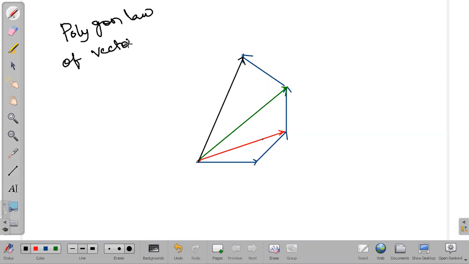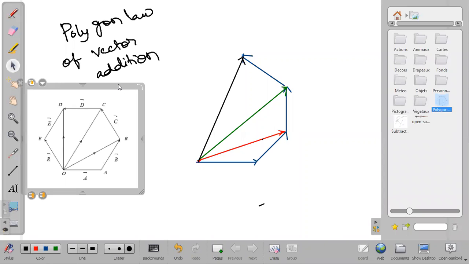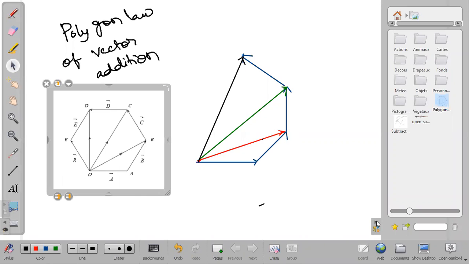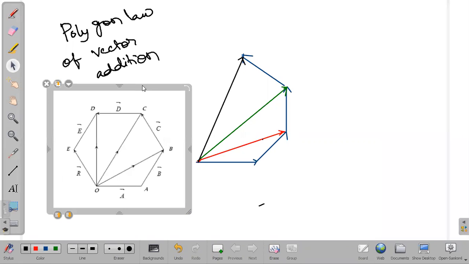I'll show you one better diagram for this. Instead of this, I'll show you a better diagram. Just hold on. Right, the polygon law. So this I'll show. This is how we add vectors.